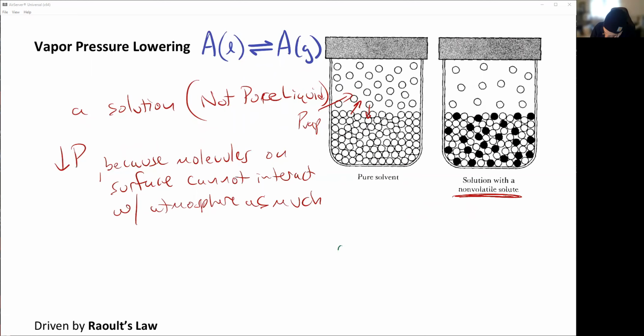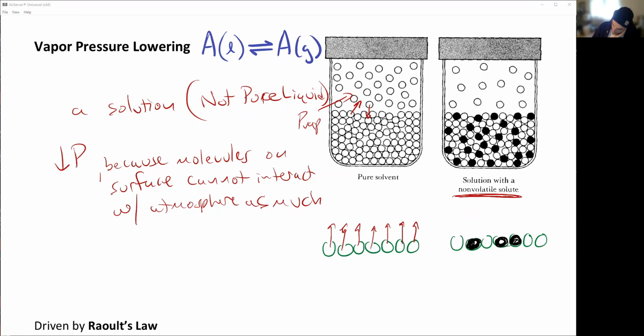So if I look at the surface molecules of this, right? There's a bunch of surface molecules for my pure substance. Every single one of these has the opportunity to jump into solution. So the percentage of molecules that have enough escape energy to jump out is equal. Now, if I replace some of these with non-volatiles, something that can't actually jump into solution, so let's say that I have a bunch of those, these are non-volatile.